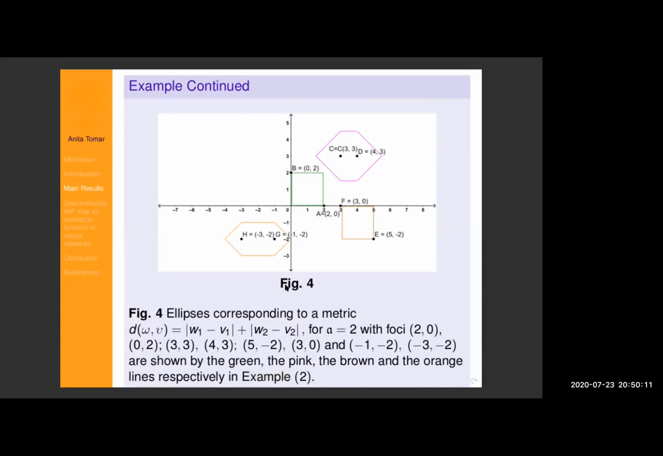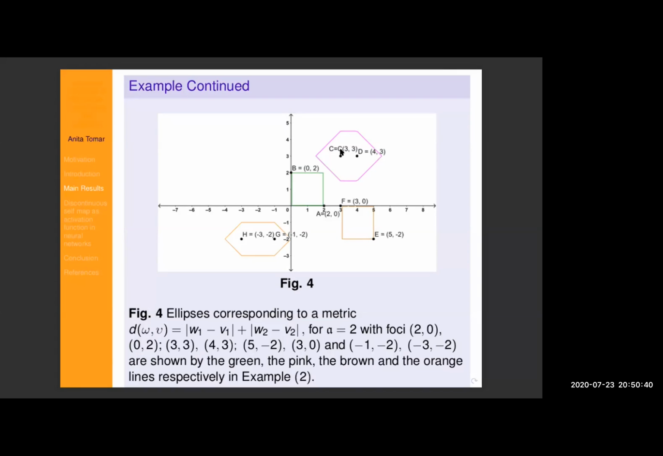And if we change the focus, with the length of the semi-major axis being 2: if one focus is at (0, 2) and the other focus is at (2, 0), then this is the ellipse with reference to the metric defined as d(W,V) equal to modulus of W1 minus V1 plus modulus of W2 minus V2.